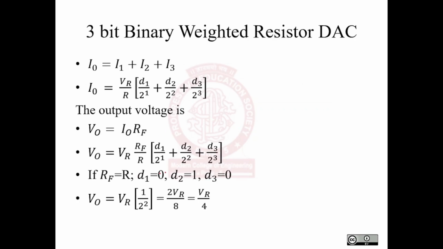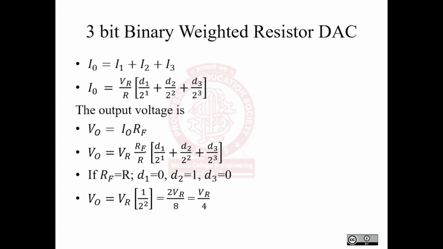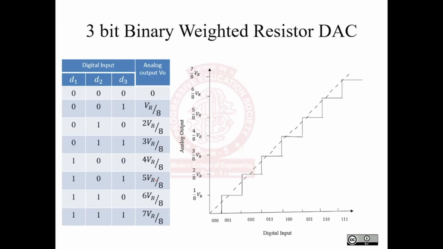If we put the values of D1, D2 and D3 into this equation, we have VO equal to 5 into bracket D1 upon 2 raised to 1 plus D2 upon 2 raised to 2 plus D3 upon 2 raised to 3. The answer for that will be VO is equal to 3.75. I hope you've got this answer. Now this is the truth table for D1, D2, D3, that is 0, 0, 0 to 1, 1, 1. For all the values, the analog output voltage is written here.